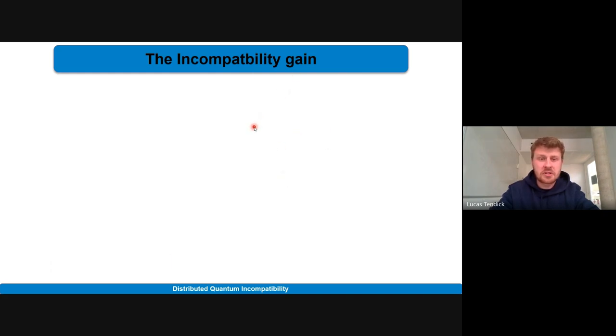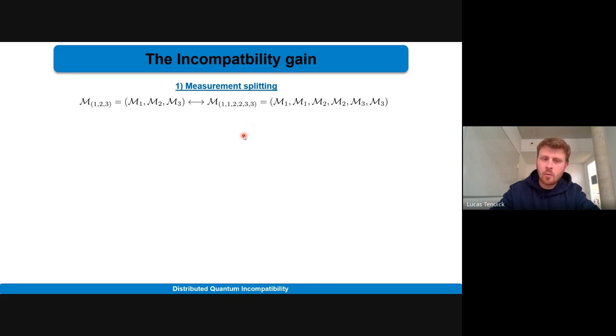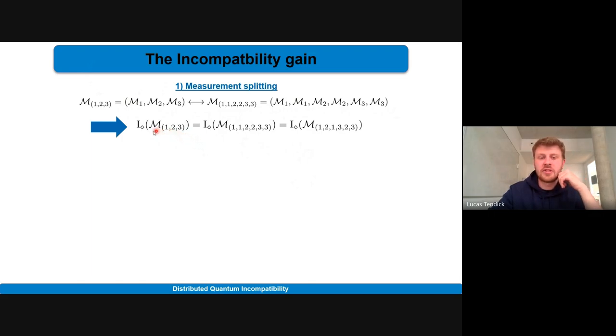And the second bound involves something which I call the incompatibility gain. What we do for this is, there it comes in handy that we write these as an ordered list. I split my measurements into two copies of each other. So instead of saying, I perform measurement 1, 2, 3, each with a probability 1/3, I have an assemblage of 6 measurements, each performed with a probability of 1/6. And well, 2 of them happen to be the same always. What I can use is that this measure is invariant under this. So I can see that the incompatibility of M123 is just the incompatibility of this copied version, and I can also relabel the measurements or reorder them.